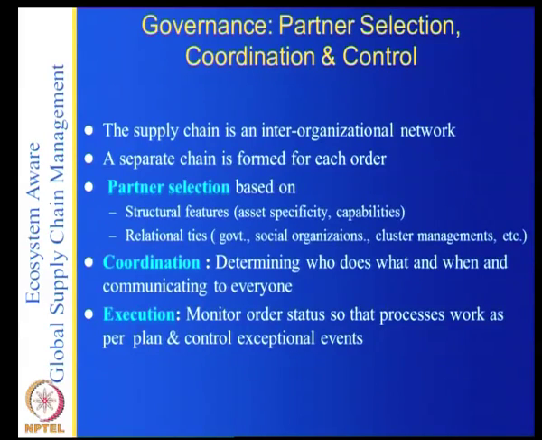Right. So, you have three things which governance means. One is partner selection based on the structural and relational features, and of course what you want to do. And the third one is coordination, determining who does what and when, and having good communication with others, and execution. So, these are the three things in the governance.